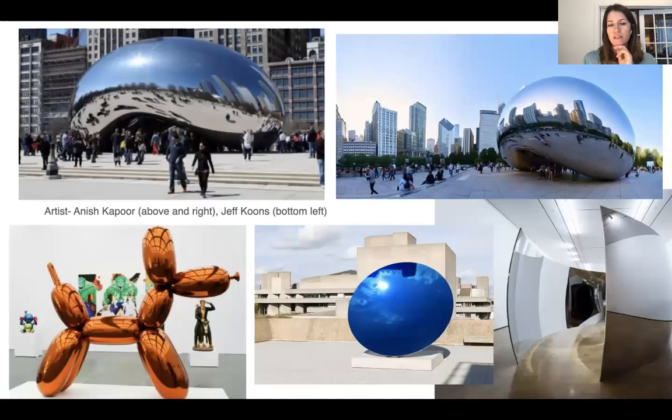An artist who deals with reflective surfaces consistently is Anish Kapoor. And Jeff Koons, I should say, there are multiple. So for the top two, maybe some of you have been to Chicago or lived there. The Bean, as it's called, in Millennium Park is one of Anish Kapoor's most famous works, but he has done several reflective pieces. And then on the bottom left, Jeff Koons, who is very well known for his large and small balloon animals.